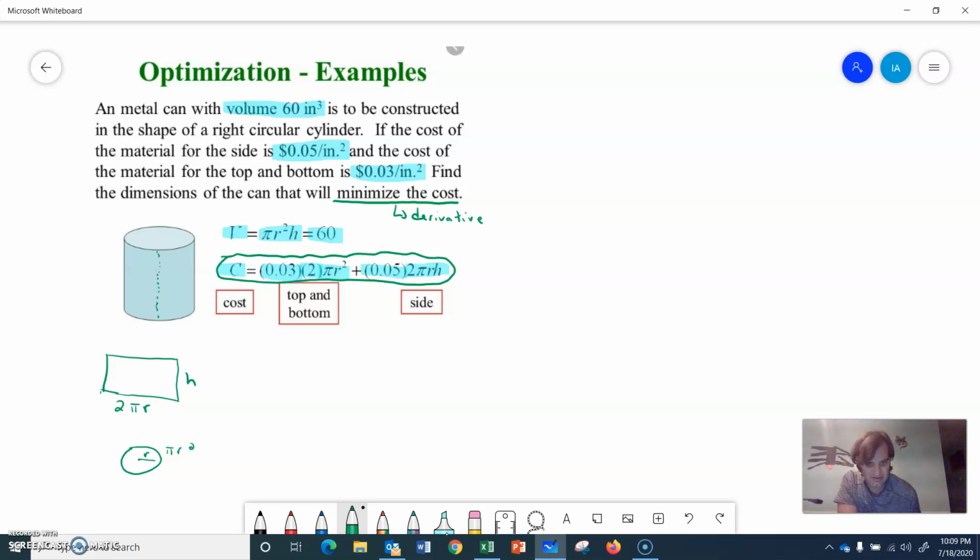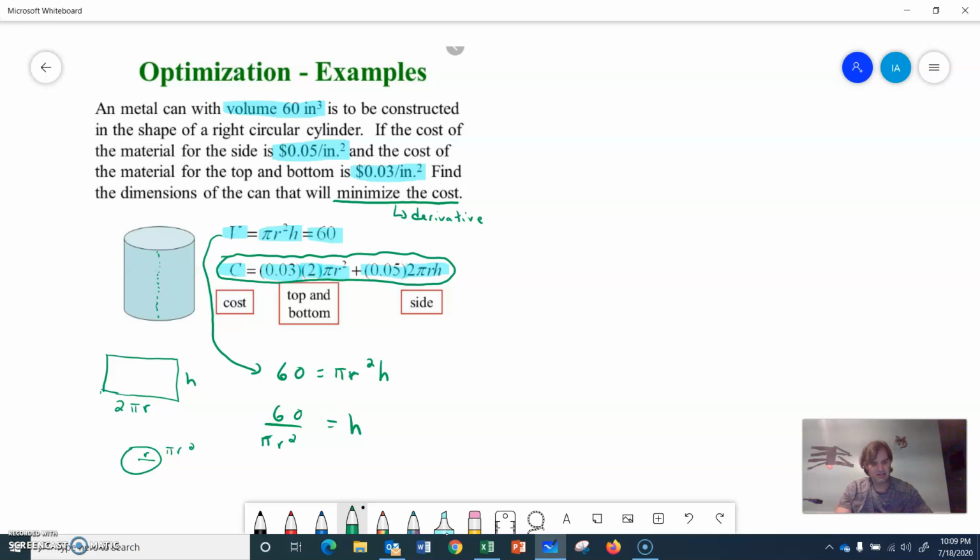But the cost has two main variables in it, r and h. And I'll say there's more r's in here than h's. So let's use the volume formula here, which will be 60 equals pi r squared h. And let's get h by itself so we can keep all the r's in there. So h would be 60 over pi r squared.